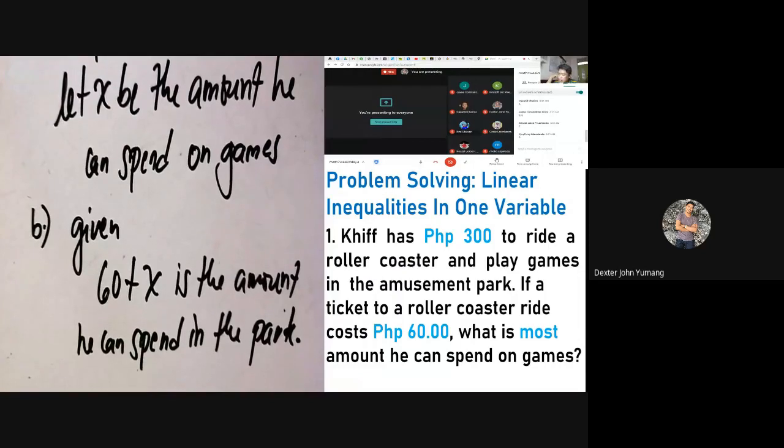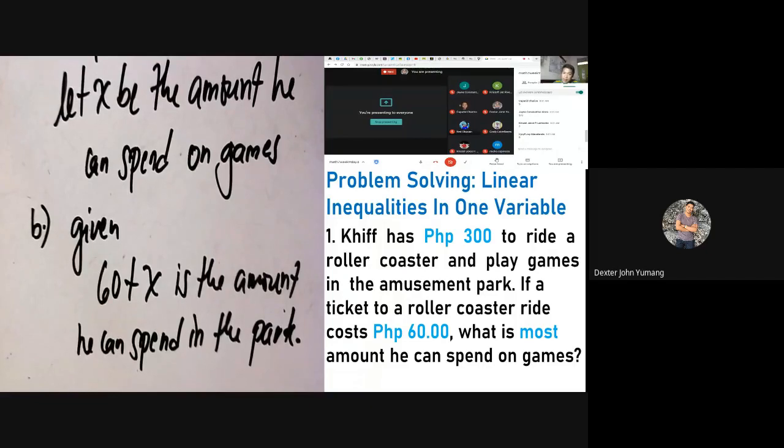So we are now done with the given, which is the 60 plus X, which is the amount he can spend in the amusement park. So what is this 60 plus X? Again, this is the money wherein he could spend while he is in the park. Kasi nga po, sa X, hindi na po natin alam kung ano si X. The amount of money he can spend on games, we don't know that one. So, X ang nilagay natin. So, kapag i-add natin yung 60 at saka X, yun yung total na magagasto niya.